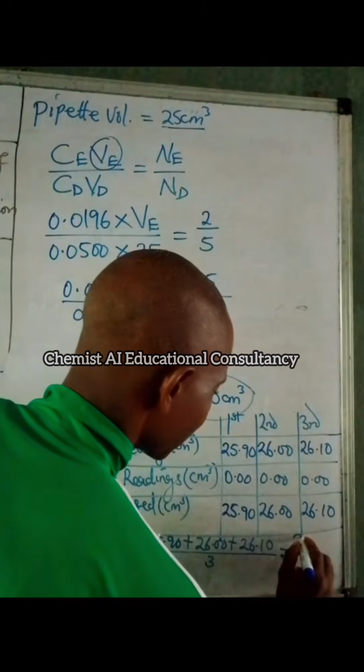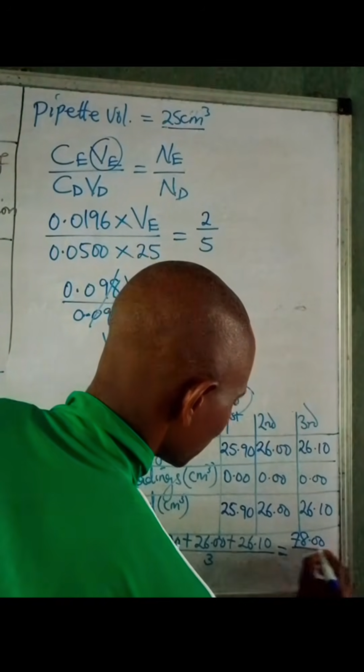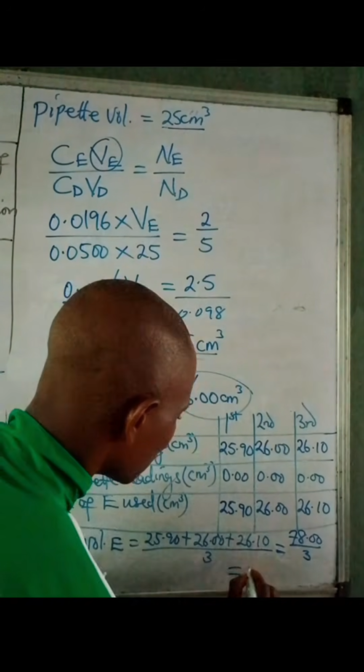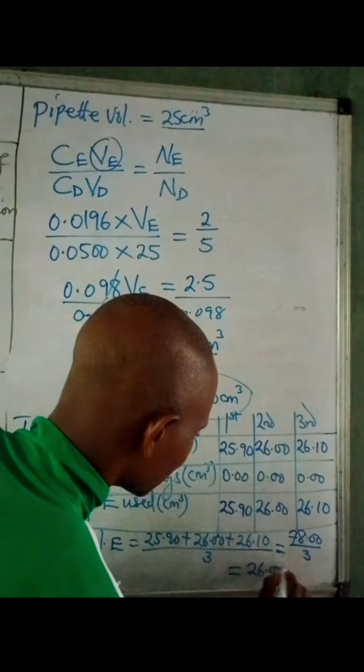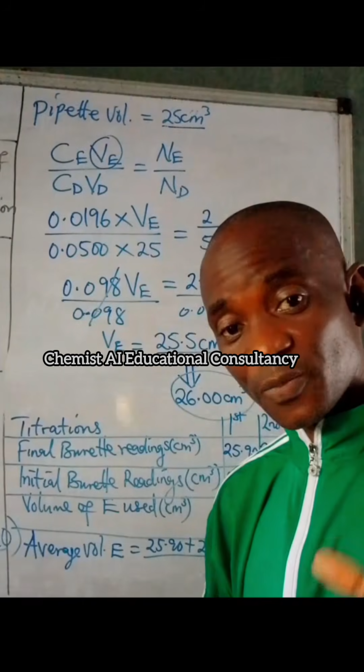You are going to get 78.00 over 3, and it will give you 26.00 cm³. I hope you got value.